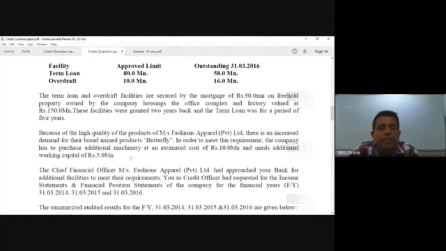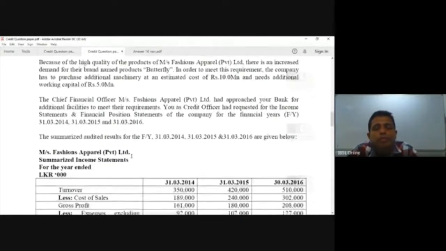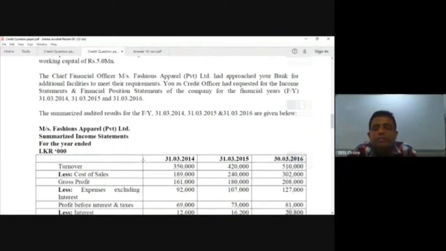Now, since their product is more popular, they are going to expand their business, and they need additional machinery at an estimated cost of 10 million and additional working capital of 5 million. Altogether, they need 15 million additional. Then their chief financial officer reached your bank, and they have produced 2014, 15 and 16 financial statements.